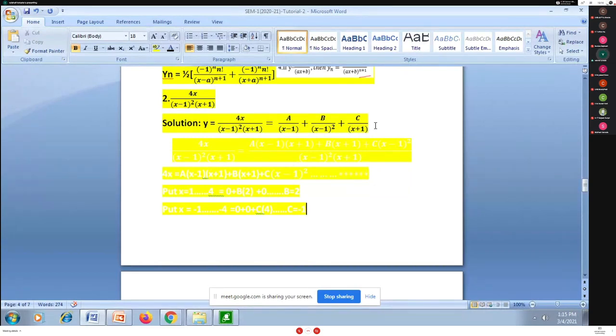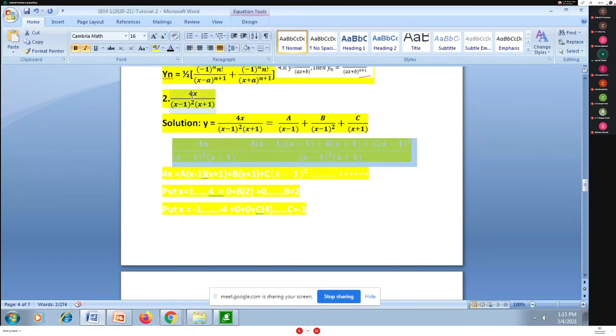After following certain steps and getting the values of A, B, C, I'll resubstitute these values here, and then I'll apply the formula for searching y n. Now, how do we search the values of A, B, C here?